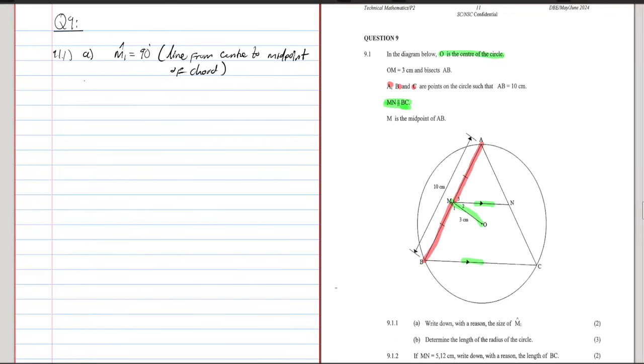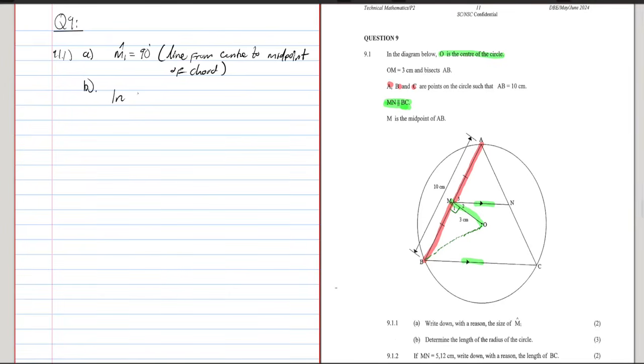Nice. Okay, so let's draw maybe a dotted line like this, a dotted line that connects B and O. Since this is 90 degrees at M1, it means that triangle MBO is going to be a right angle triangle.